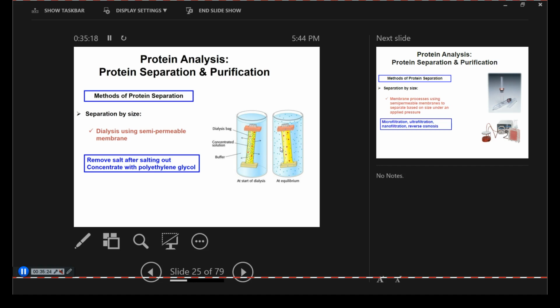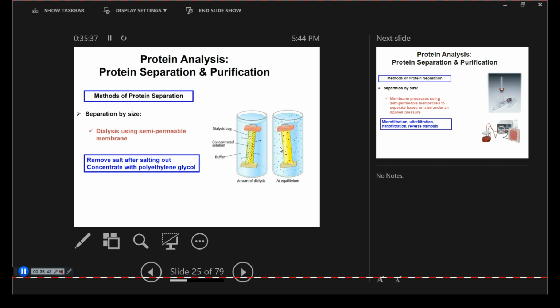So oftentimes, if we use salting in to isolate our protein, we need to remove that salt. Okay, there's a lot of salt. You don't want salt. You want to purify your protein. A very common method we do it in the lab is like it shows in the picture.